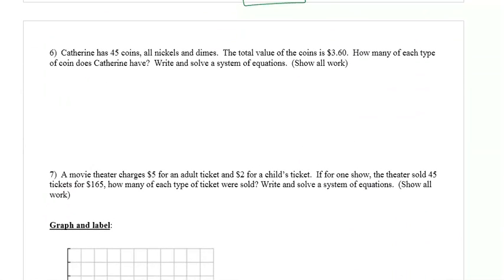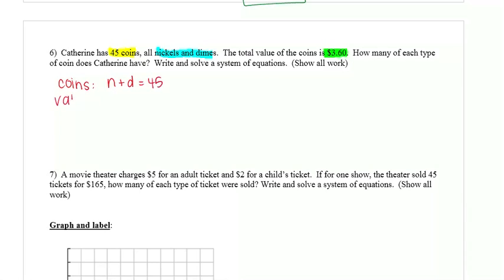Okay, next page, we have a word problem. So we have 45 coins, nickels and dimes. The total value of the coins is $3.60, and how many of each type does she have? So we need to set up our two equations. The first one's going to involve the number of coins we have. We have nickels and dimes, so I'm going to say n plus d altogether equals 45.